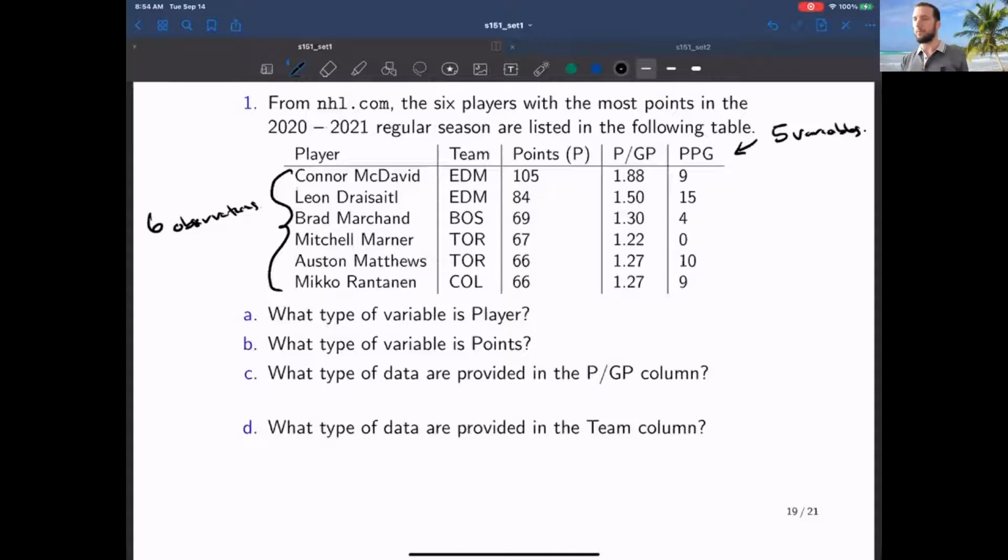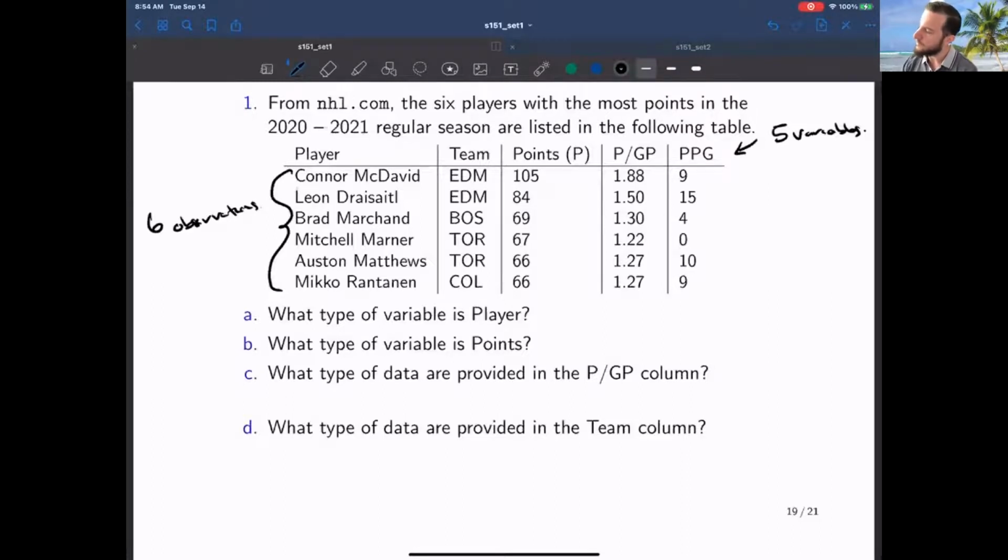Right. So the example, just to illustrate the definitions of the variable, the data, and those 3 different types. All right. So we have 5 variables, which are the player, the team, points per game, and the points per game played. We have 6 observations. Okay. So based off of the definition of data, each collection of 6 observations under the variable is the data, right?